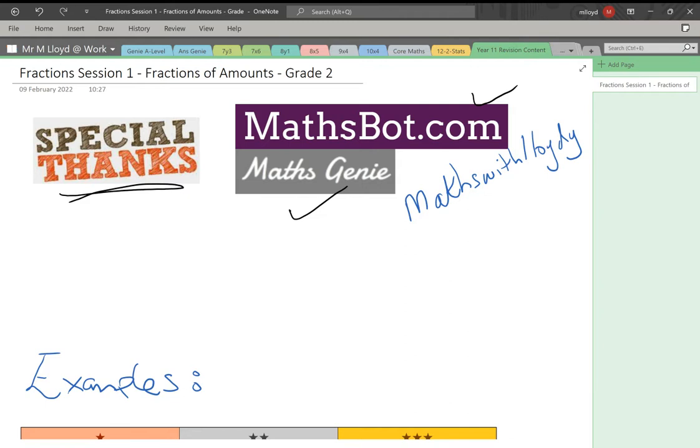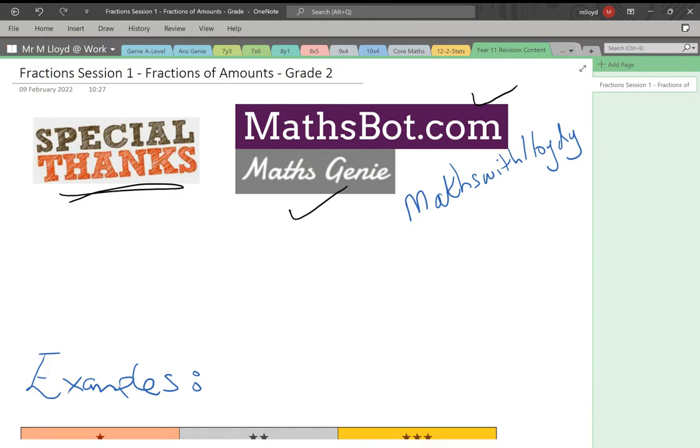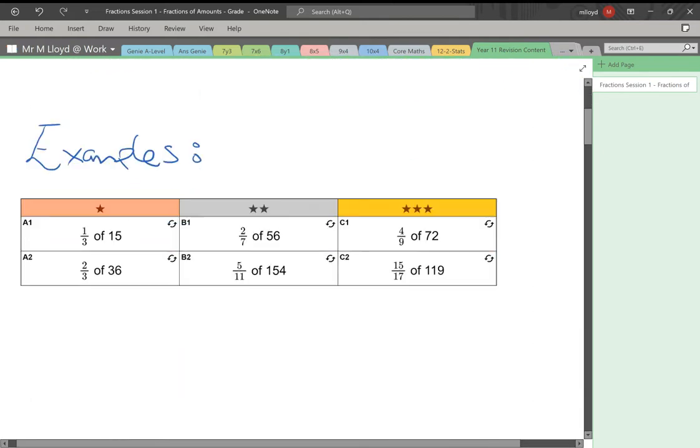So today we're starting with fractions of amounts. This is fraction session 1. I'm going to go through quite a few fraction topics just to have a bank of resources, really, and you guys can just pick which ones that you want to do.